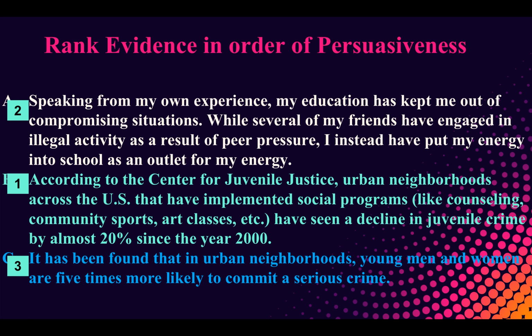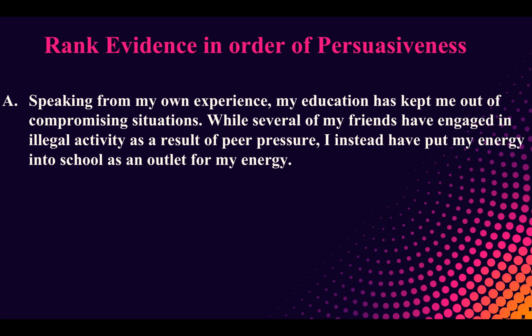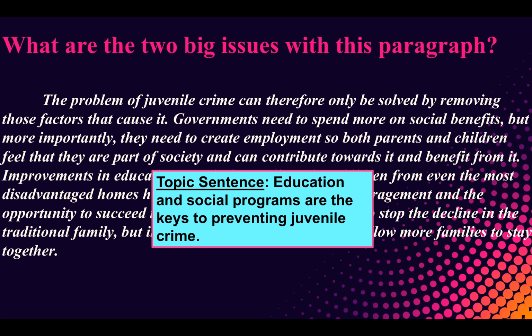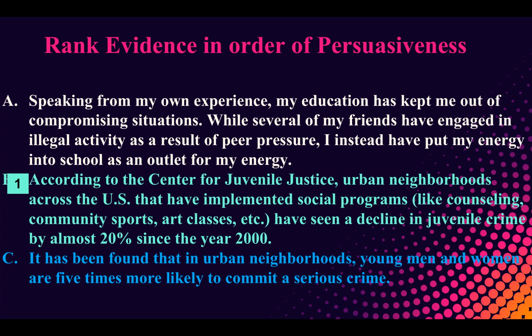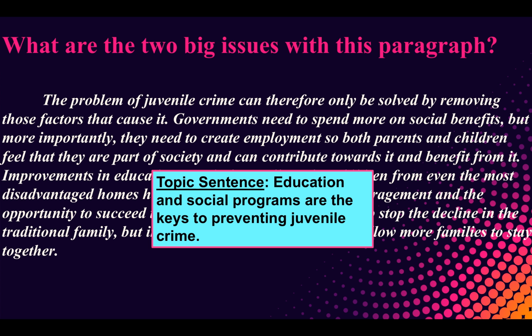Now, letter C, hopefully you didn't choose that one. It is a data-driven piece of evidence. However, it's actually off topic. It's kind of close to the topic of juvenile crime, but it's not specific to the particular topic sentence, which is that education and social programs are the keys to preventing juvenile crime. You see in option C that it talks about juvenile crime, but it does not talk about the prevention of juvenile crime.